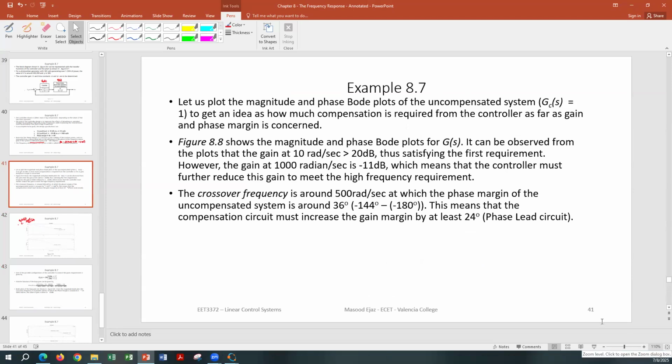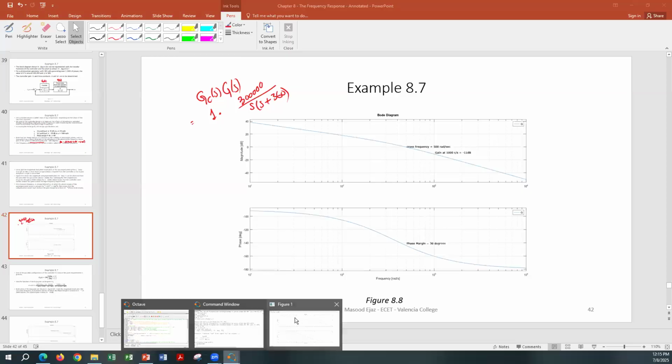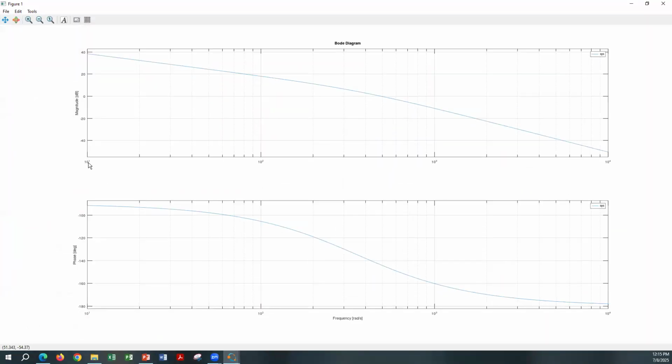Okay. Oh, I skipped this slide altogether, I guess. Yeah, I skipped this slide. So no, I didn't skip it. Actually, I was just trying to figure out. So from the figure, we saw that the phase Bode plot for G(s) can observe that the gain at 10 radian per second is greater than 20 decibel, thus satisfying the first requirement. So from the magnitude Bode plot at 10 radian per second, which is the first value actually, right? This is 10 to the power 1.